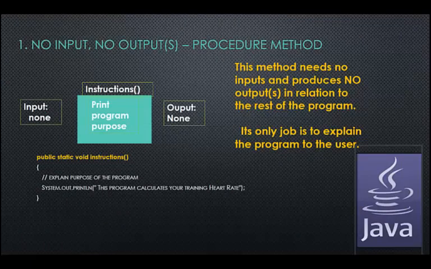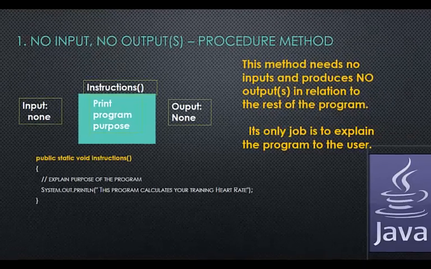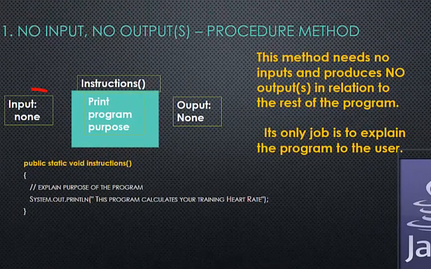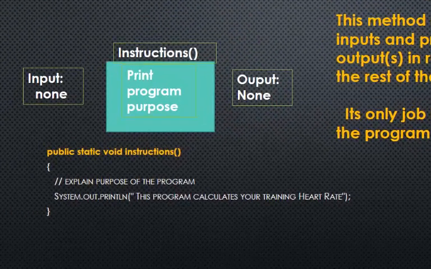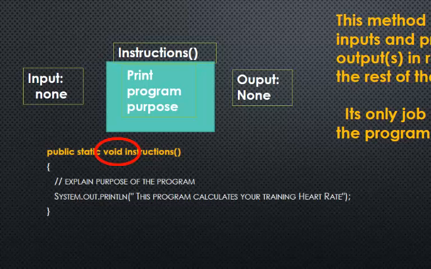Here is our no input, no output procedural method for providing instructions to the user. Sitting inside the instructions box, we see that we don't need any information from another part of the program to print to the screen the instructions for the user. Although we print to the screen, we are not producing output to be used by any other part of the program. Notice the use of the void tag in front of the name of the method instructions. This is a signal that there will not be any output from this program code.